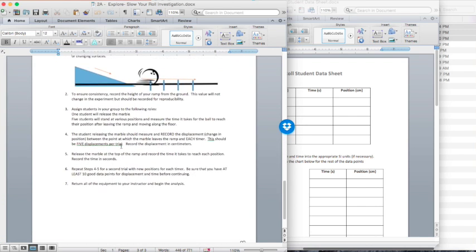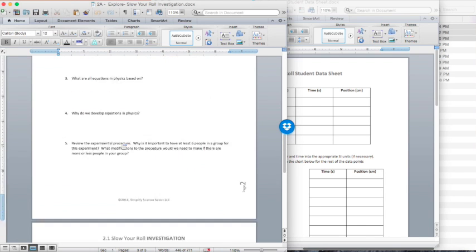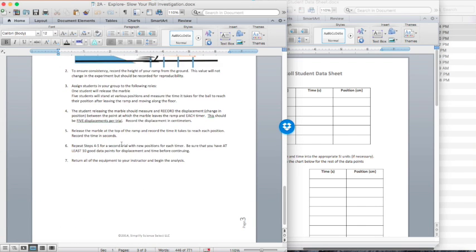And then you have your procedure right here. So if you look, the investigation document actually ends with the procedure. So if you like to use laboratory notebooks, you are more than welcome to use just this document.